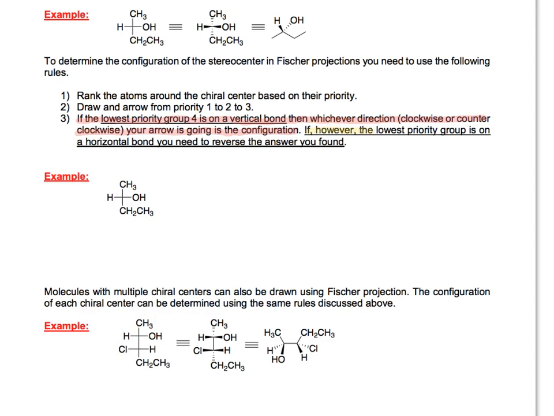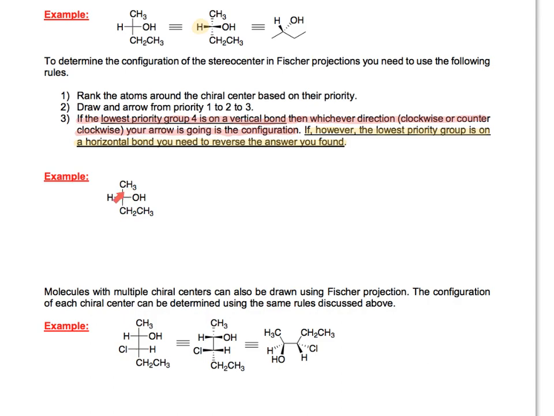If, however, your lowest priority group is on a horizontal bond, you will need to reverse the answer that you found. Like above here, our hydrogen, our lowest priority group, is coming out at the viewer. So if we were just to assign R or S, we're doing it backwards, we're getting the opposite answer. So let's take a look at the example from above.